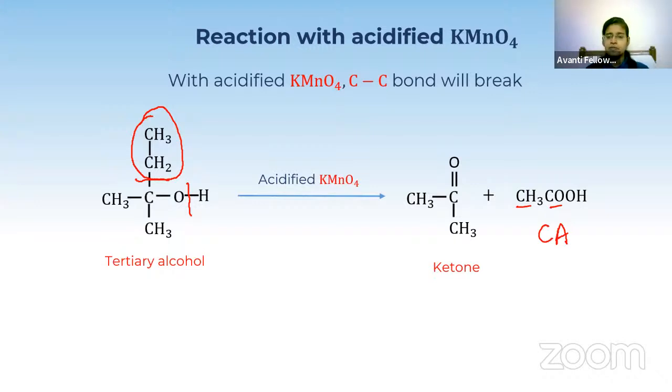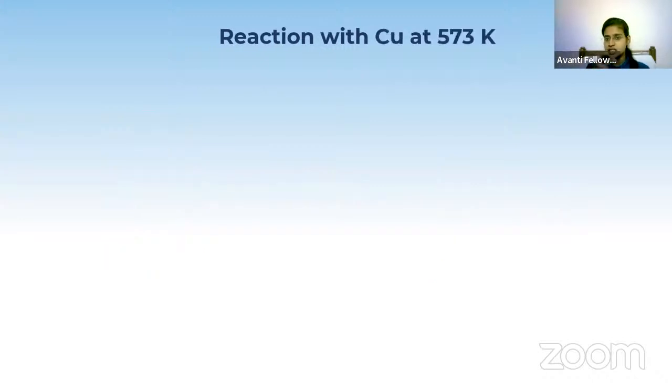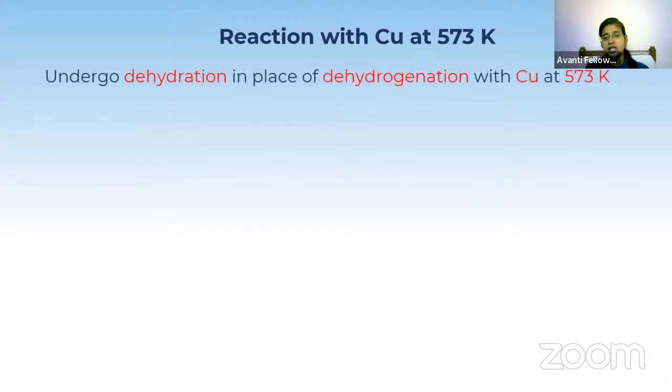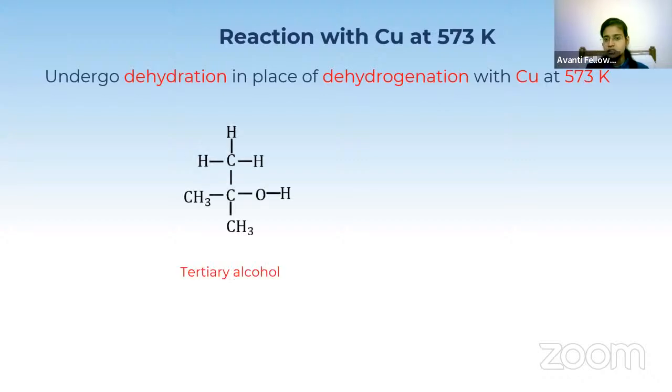Got it? And what will happen if the tertiary alcohols are treated with copper at 573 Kelvin? This is the second classification, right? And this leads to dehydration. They undergo dehydration in place of dehydrogenation with copper at 573. So take the same tertiary alcohol. CH3, CH3, CH3.